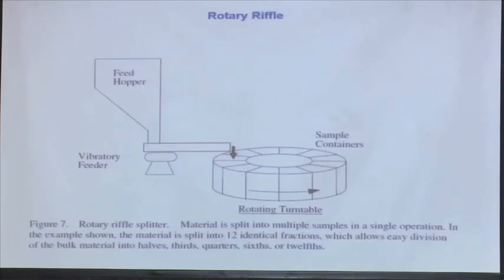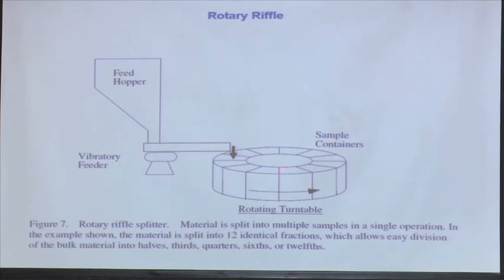Okay. This one is the rotary riffle. I can show you all this sampling equipment in my laboratory. This rotary riffle has containers of equal volume. It could be 8, 12, or 16, depending on that. All these individual containers I can dismantle, but when they are put together, they make a continuum. And this is put into a rotating turntable which moves at a constant speed.